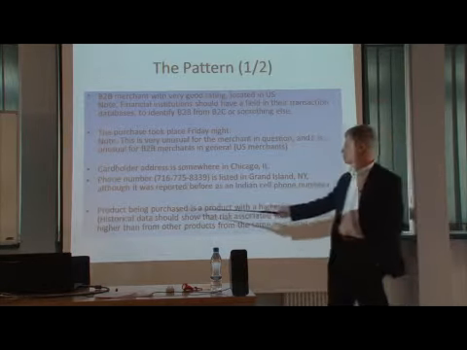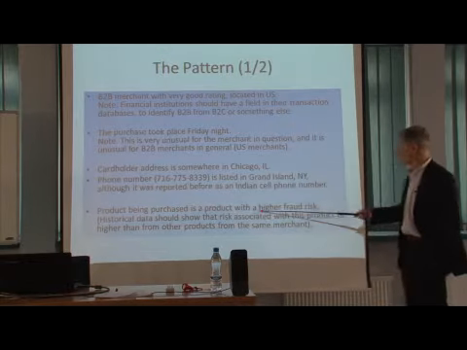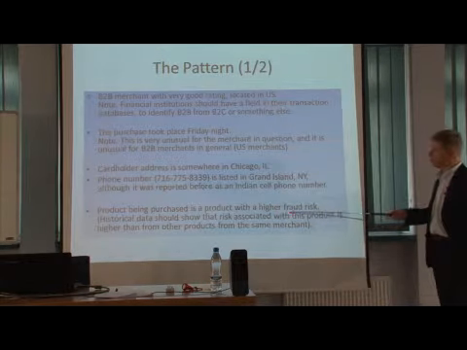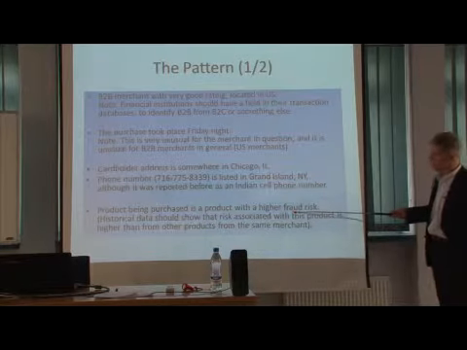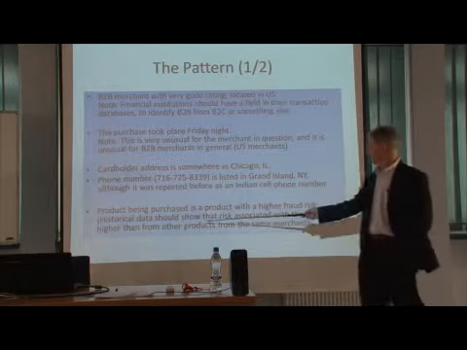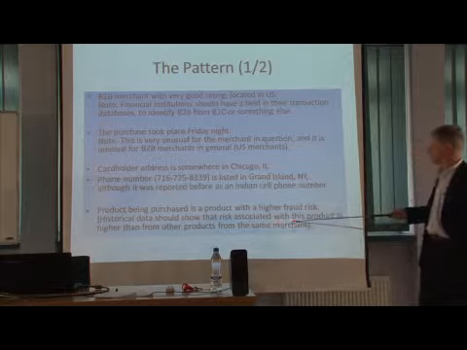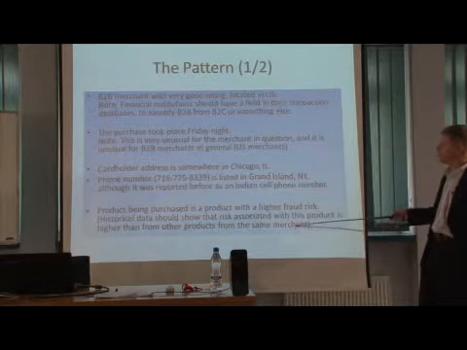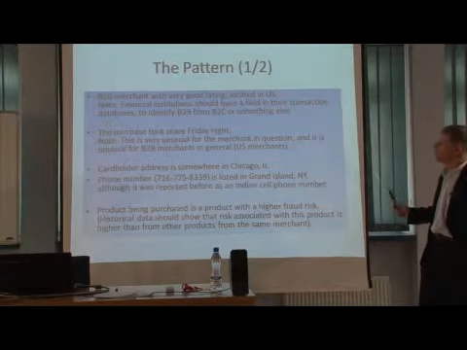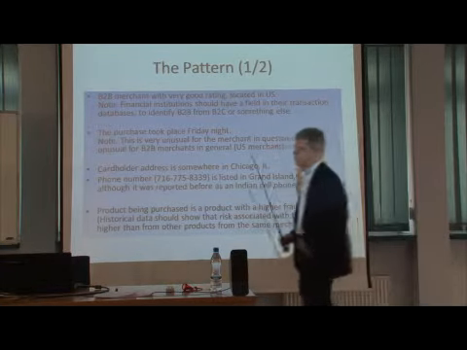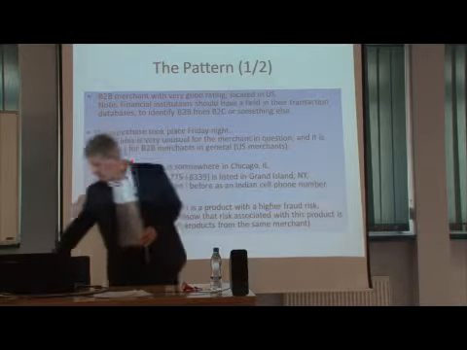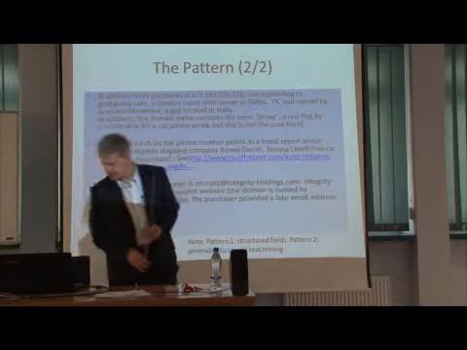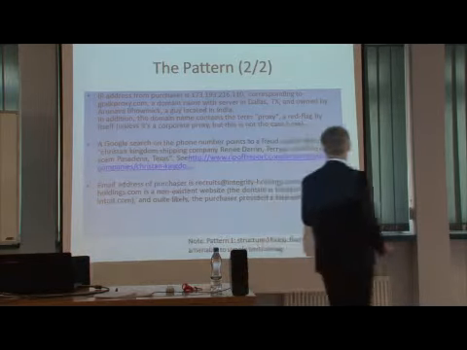The product that's being purchased is a product with a higher fraud risk, because the historical data shows that the risk associated with this product is higher than other products from the same merchant. So that's what we see in the transaction. What else do we know about this transaction?